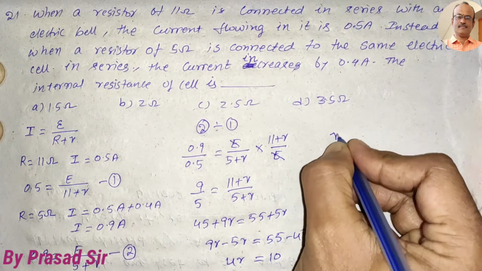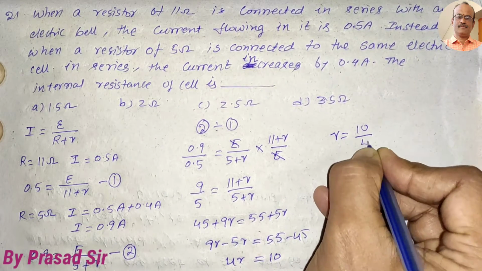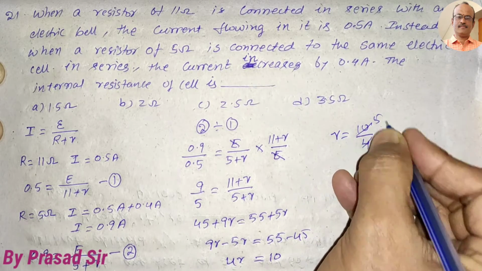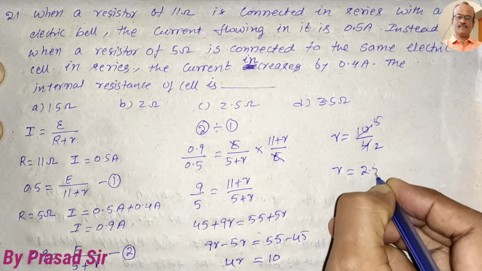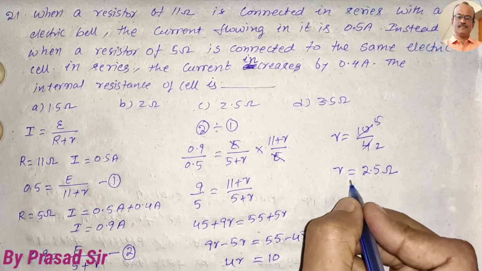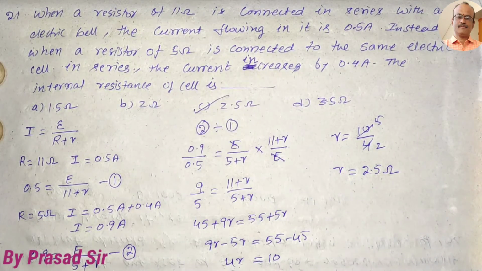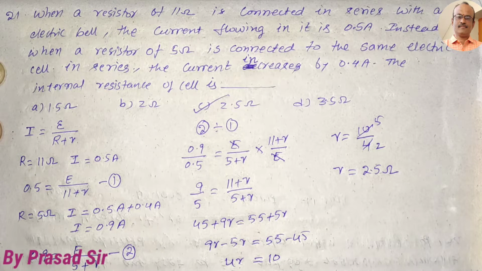Here r, the internal resistance, is equal to 10 by 4. So r is equal to 2.5 ohms. Now what is the option here? C. This is the solution for question number 21.